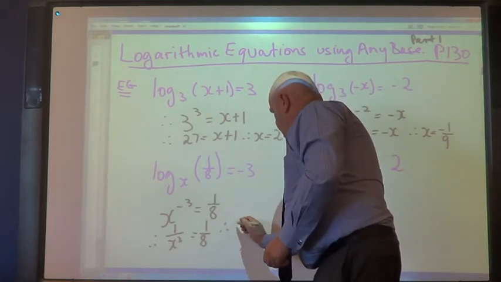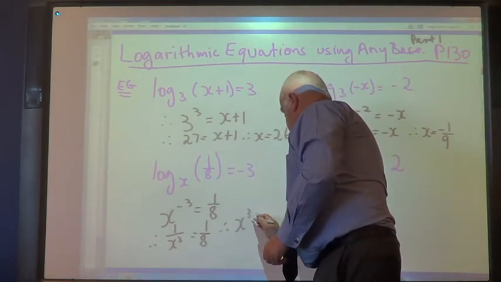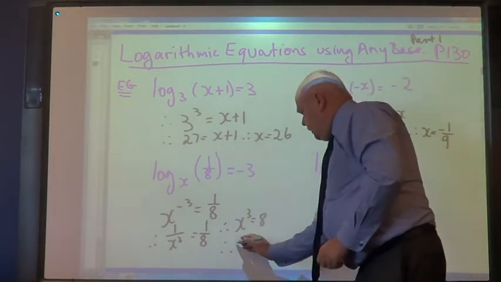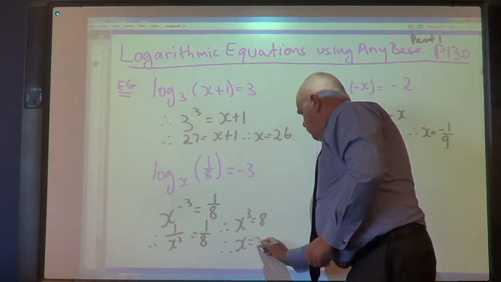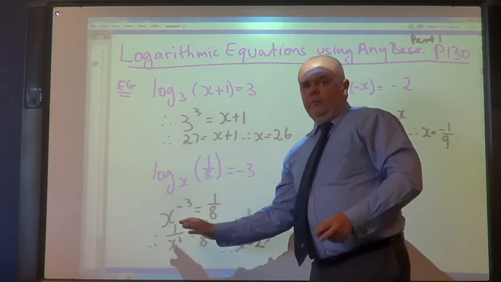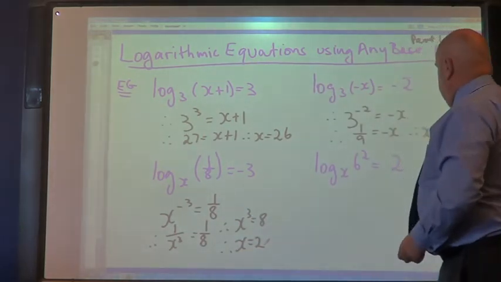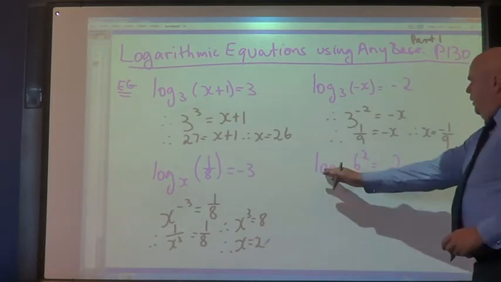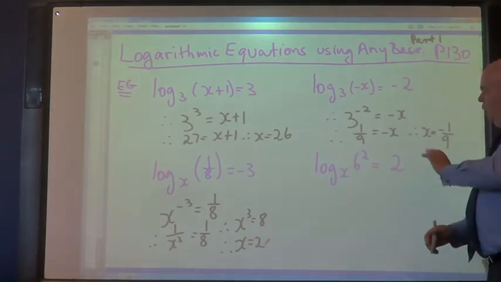So we can say, therefore, x cubed equals 8. Taking the cube root of both sides, we find that x is equal to 2. If that was an even power there, you'd have to be careful to consider the positive and negative cases, and watch out for those. This one, there's a couple of ways of solving this one here, but this is the way I would do it.